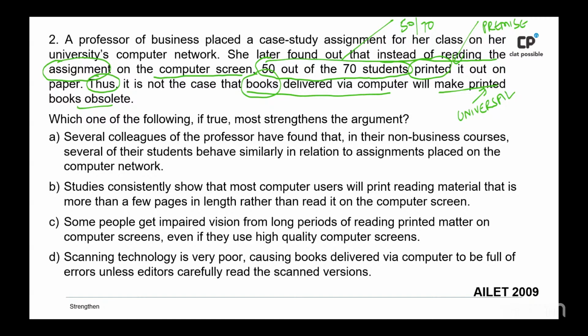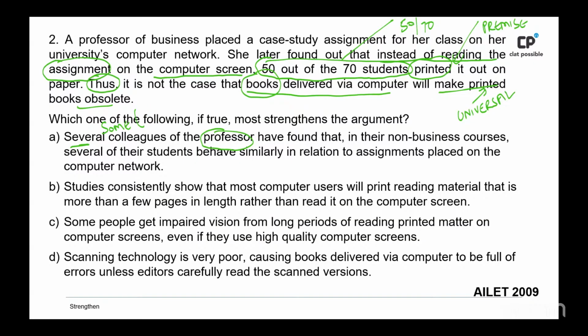Option A says, several colleagues of the professor have found that in their non-business courses, several of their students behave similarly in relation to assignments placed on the computer network. So option A looks like supporting the argument by telling us there are some more professors. Several would mean some. Some would mean it could be one, it could be two, it could be five, or it could be 50, right? But it could also be just one.